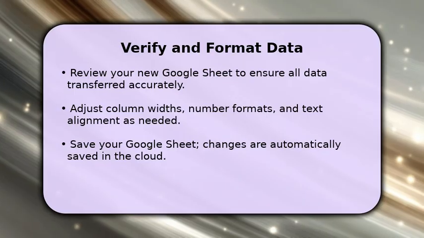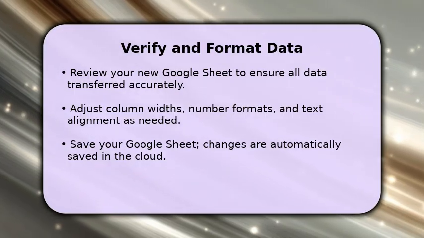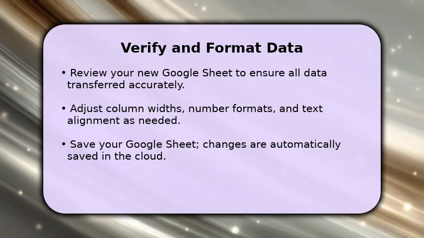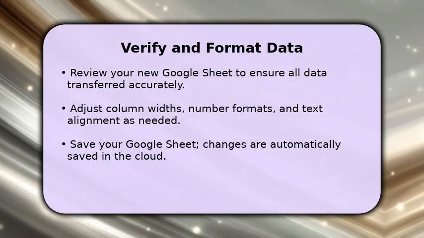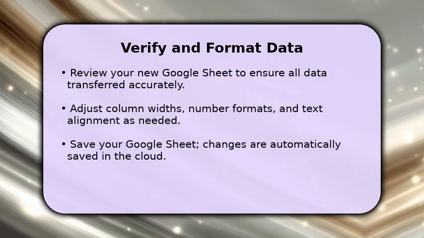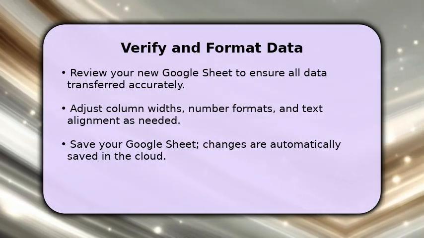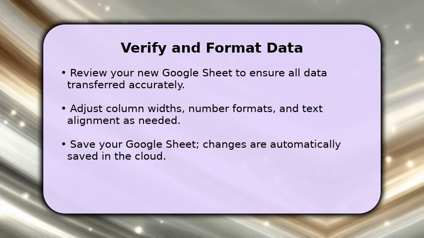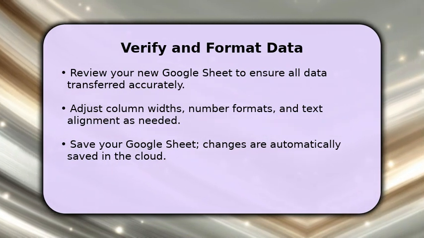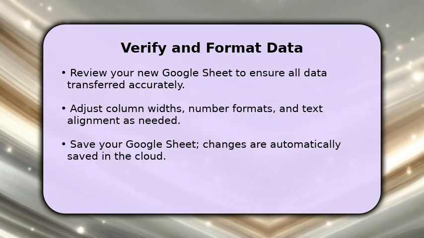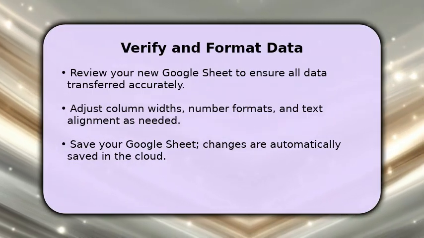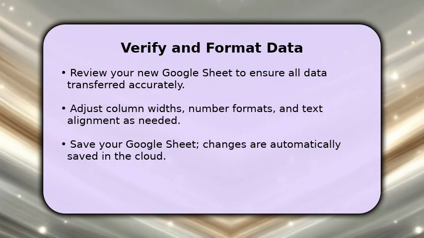Finally, take a moment to verify your data. Carefully check that all rows and columns have transferred correctly and that no information is missing. You might want to adjust column widths for better readability or apply specific number formats, like currency or percentages. Google Sheets automatically saves your work as you go, so there's no need to manually click a Save button. Your Excel data is now successfully living in Google Sheets, ready for collaboration.